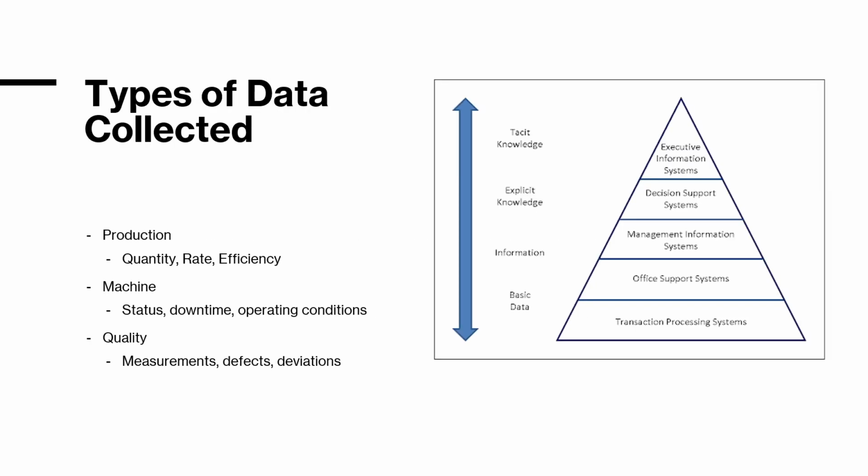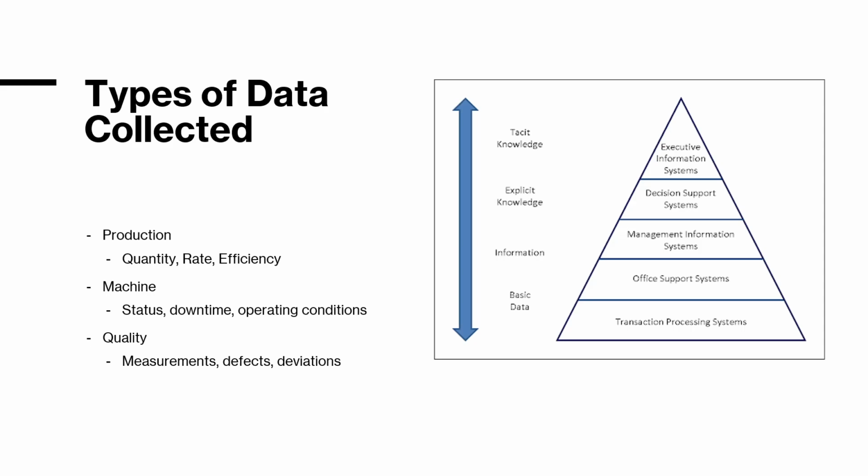So types of data collected. Information systems collect three different types: production, machine, and quality. In production, what they measure is quantity, how much they're producing; rate, which is how fast they're producing; and the efficiency, which is overall how well their timing and their actual production is.